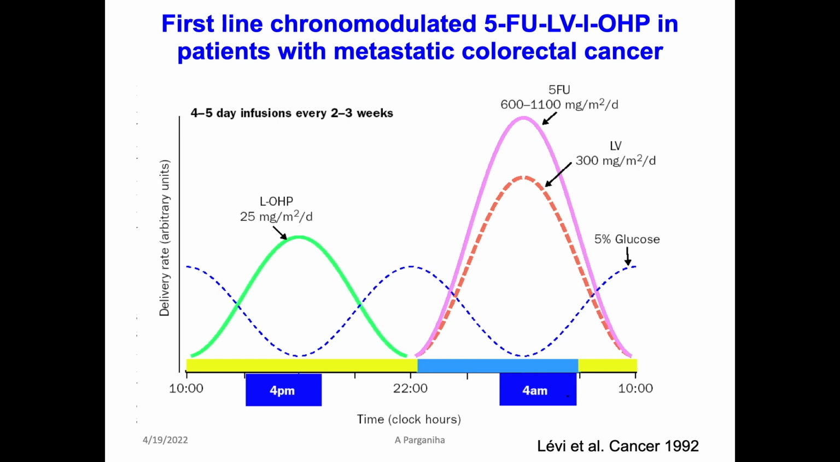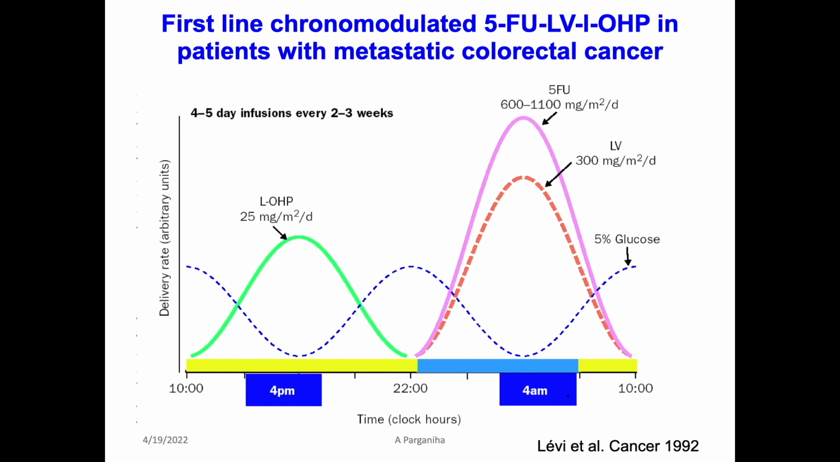So here, to maintain the energy level, 5% glucose is also given. When the delivery rate of the drug is maximum, the delivery rate of the glucose is minimum. When both the drugs are minimum, the delivery of the glucose is maximum. So in that way, the chemotherapy drugs are given in a rhythmic way.